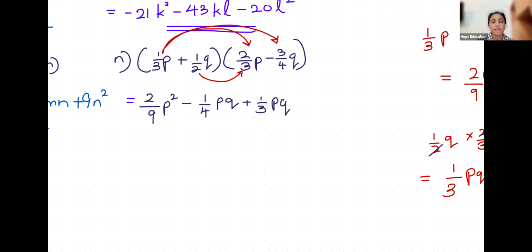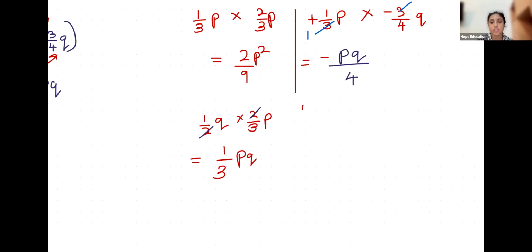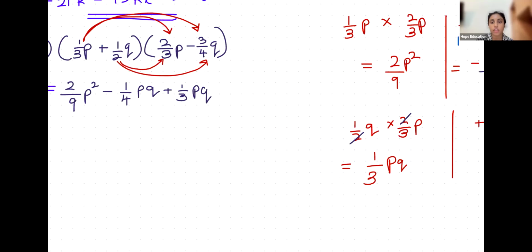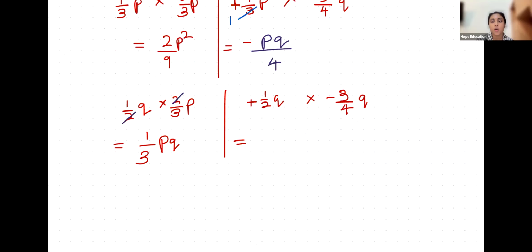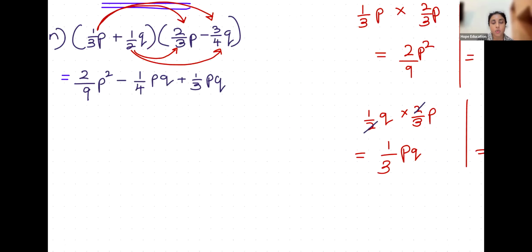And finally we have 1 over 2q multiplied by minus 3 over 4q. 1 over 2q, which is plus, multiplied by minus 3 over 4q. Nothing is cancelled off. Minus times plus is minus. 1 times 3 is 3. 2 times 4 is 8. Q times Q is Q squared. That is minus 3 over 8Q squared.